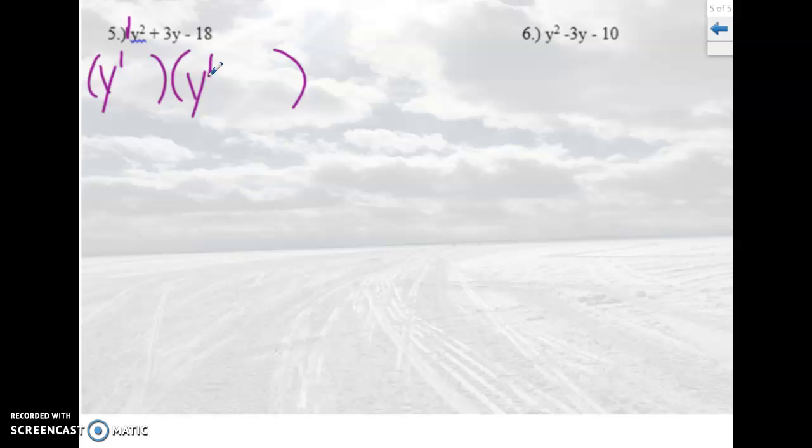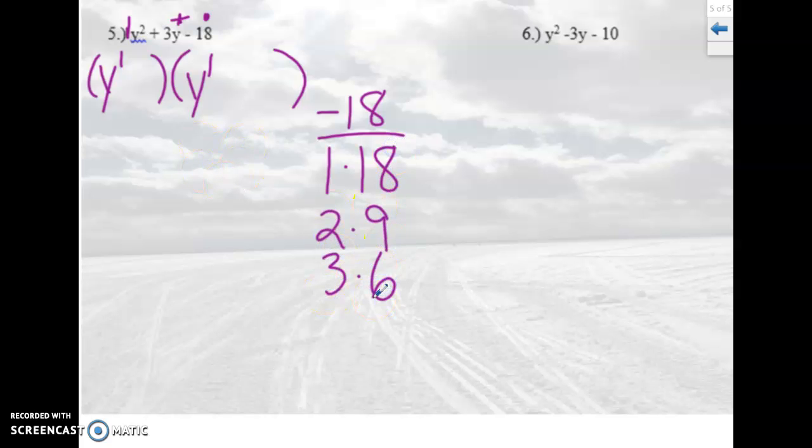Now, we want to add to this number here, but we want to multiply to this number. So we want to think about ways to multiply to a negative 18. 1 times 18, 2 times 9, 3 times 6, 4, no, 5, no, 6 times 3. Again, I'm just making a list of ways to multiply to 18. But that is a negative 18.